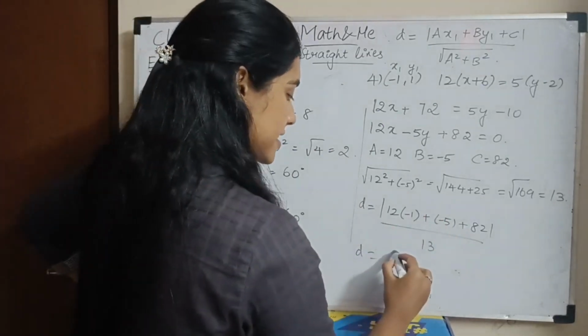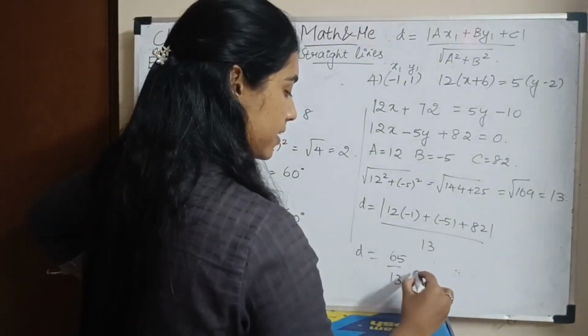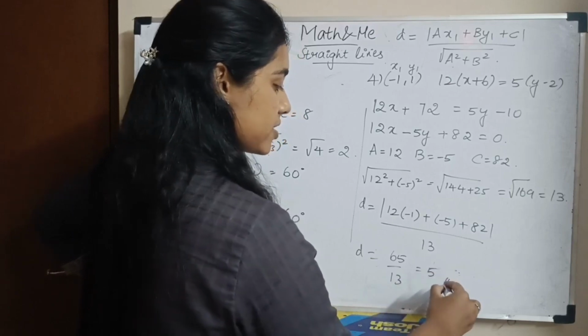82 minus 17 is 65. 65 divided by 13 is 5. That is your final answer.